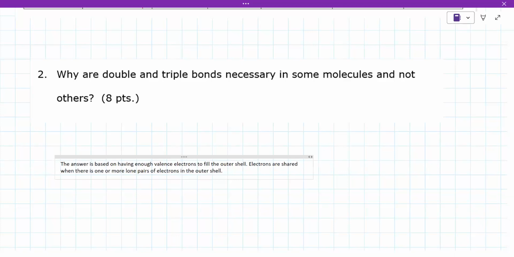It just comes down to how many electrons they have to share, because the bonds are based on that. Okay, that makes sense.